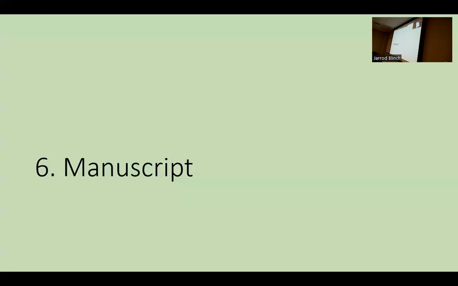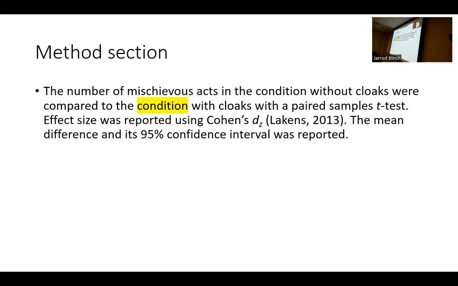So our last section is just, how would you report this in a manuscript? And this is pretty similar to last week. So the key change is we're not talking about 2 groups anymore. So I highlighted that. And we're talking about the same group in 2 conditions. So you might not even talk about the group when you talk about, well, there's a cloak condition and no cloak condition. So the number of mischievous acts in the condition without cloaks were compared to the condition with cloaks with a paired samples t-test. So we were talking about conditions, and now it's a paired samples t-test, not an independent samples t-test.